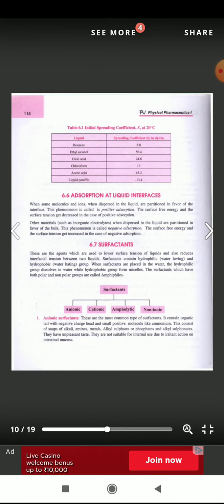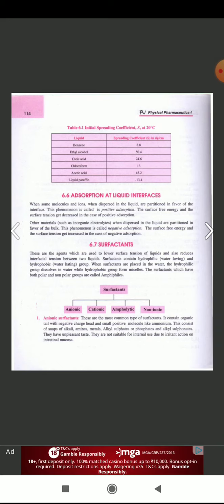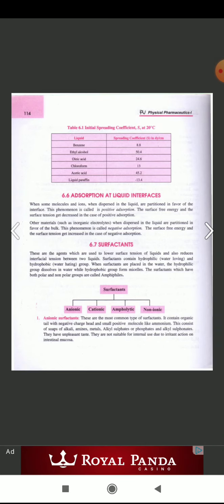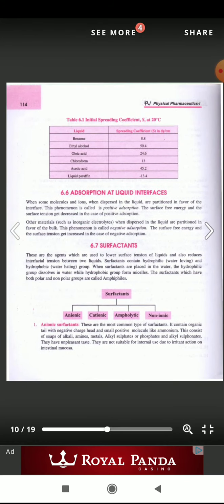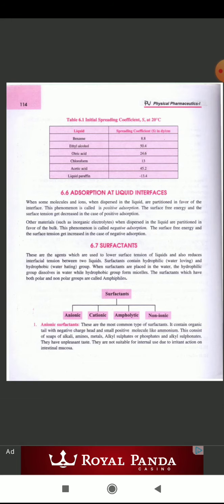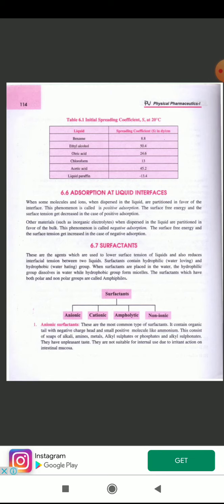Okay, and adsorption at liquid interfaces and solid interfaces, these are also 2 marks given in your subtopics as in your unit. And for spreading coefficients, you can see in the top of your page you have some examples for spreading coefficient along with values, especially liquid medium. For spreading coefficients for benzene, you can see this one, the value in dynes per centimeter is 8.8, and for ethyl alcohol it is 50.4, oleic acid 24.6. Minimum you have to note about like 2 to 3 examples which are more than enough for your 2 marks.